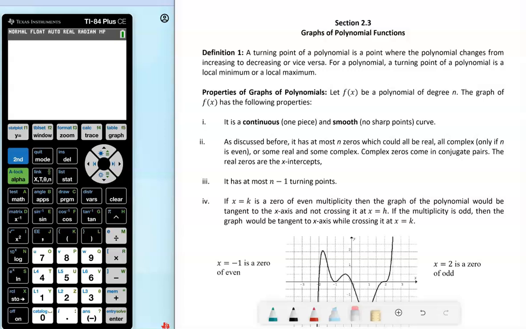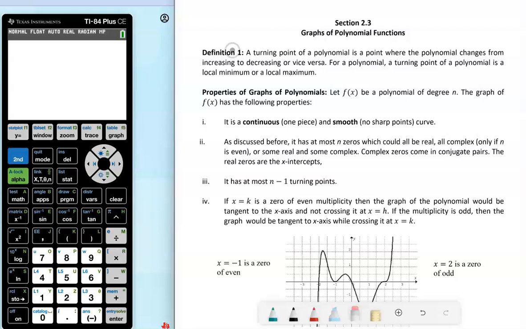This section is going to focus mainly on properties of polynomial functions and their graphs. Starting with definition 1, we are given that a turning point of a polynomial is a point where the polynomial changes from increasing to decreasing, or vice versa. In other words, a turning point of a polynomial is a local min or local max.